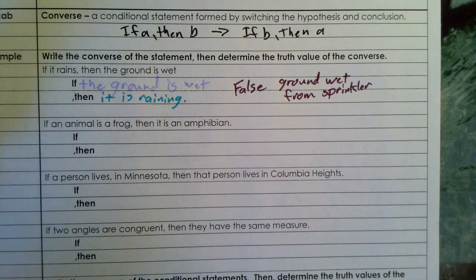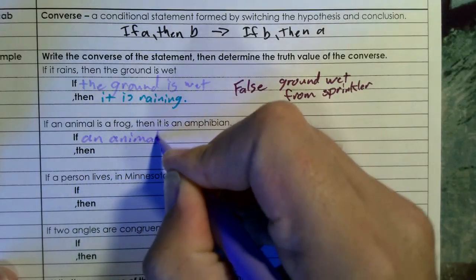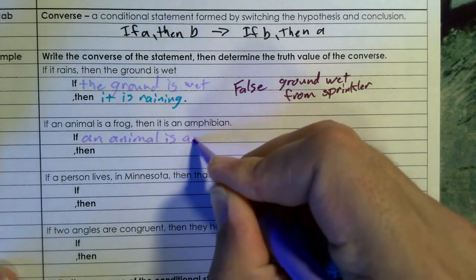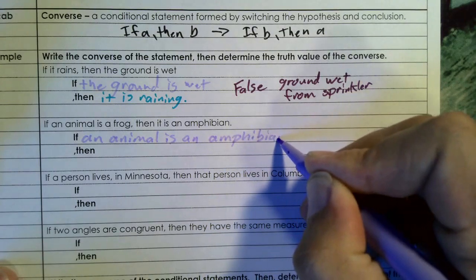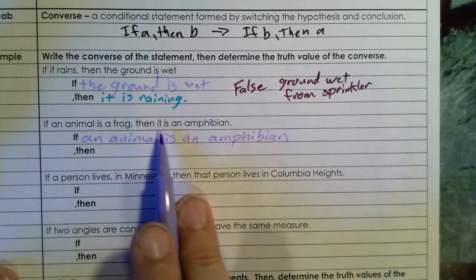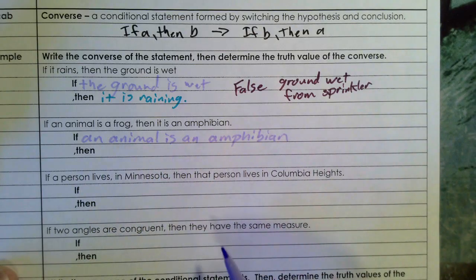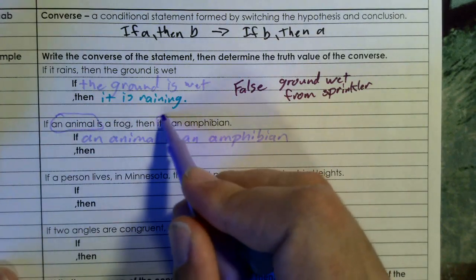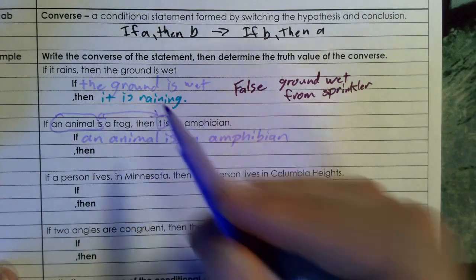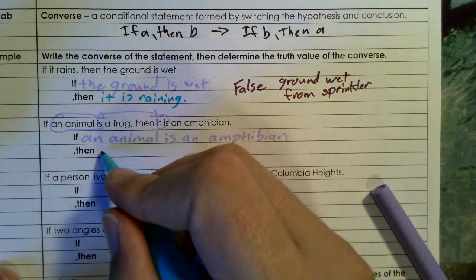If an animal is a frog, then it is an amphibian. Let's swap that around. So if an animal is an amphibian, notice how it kind of brought in an animal instead of "it". If it is an amphibian, what is the "it"? If an animal is an amphibian, I'm swapping around this and this for more grammatical sense. Then it is a frog.